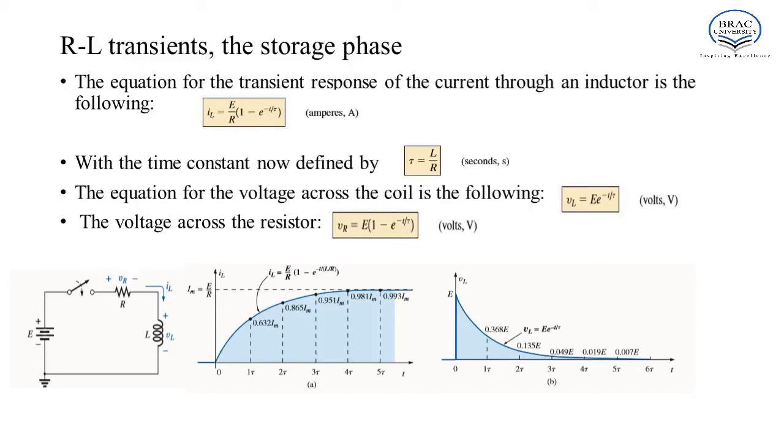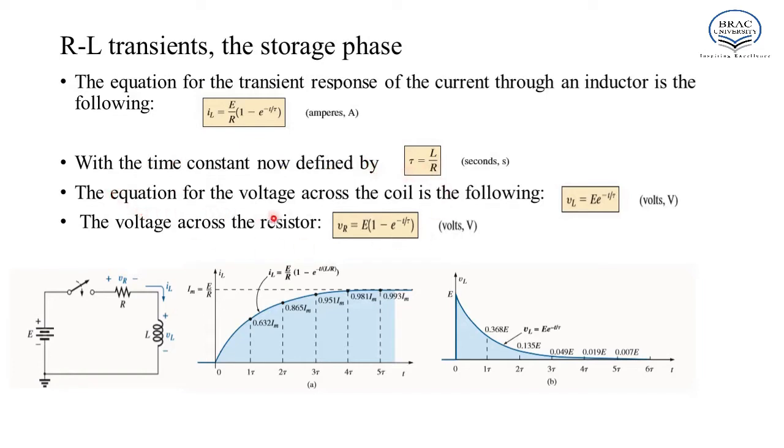RL transients, the storage phase. The equation for the transient response of the current through an inductor is the following. IL equals E by R times (1 minus e to the power minus t by tau) amperes, with the time constant now defined by tau equals L by R.